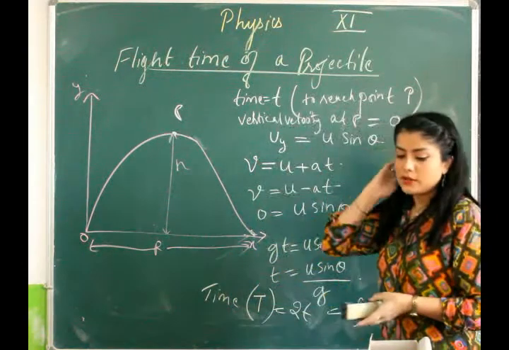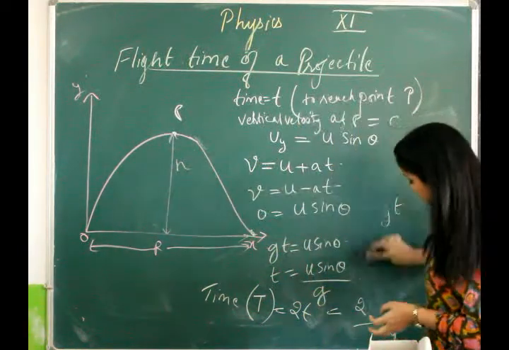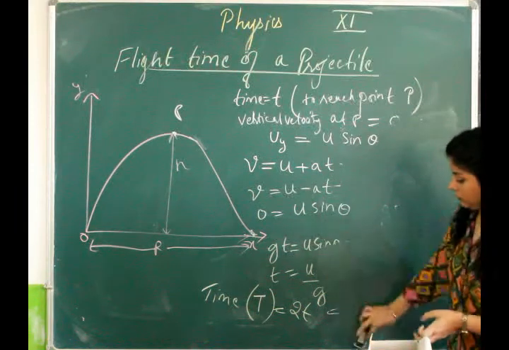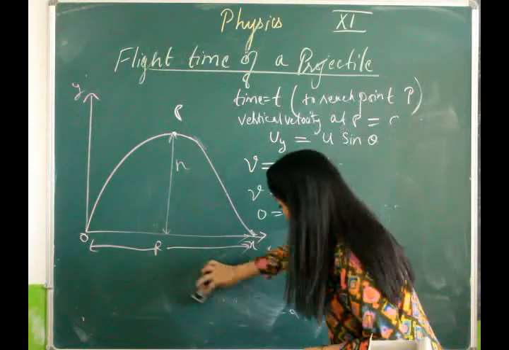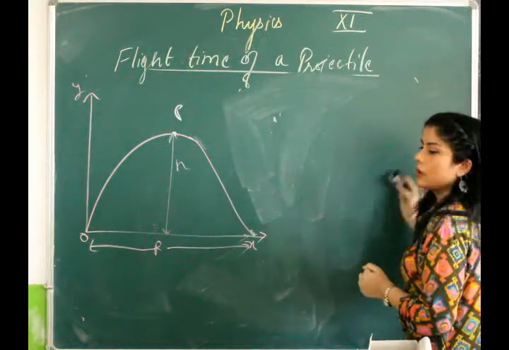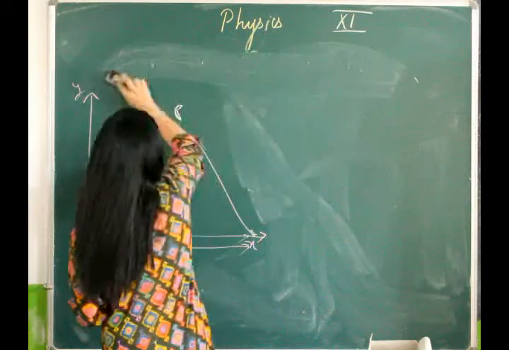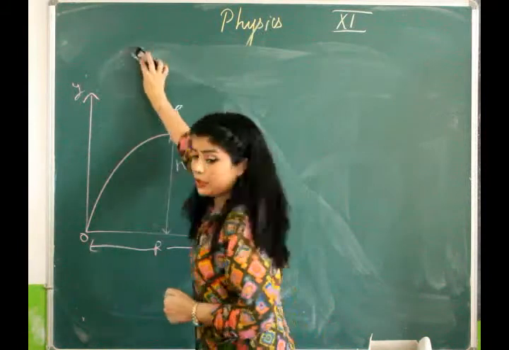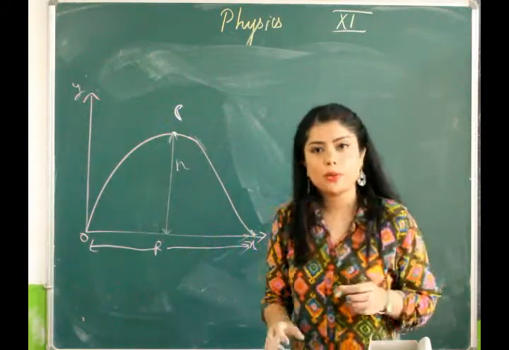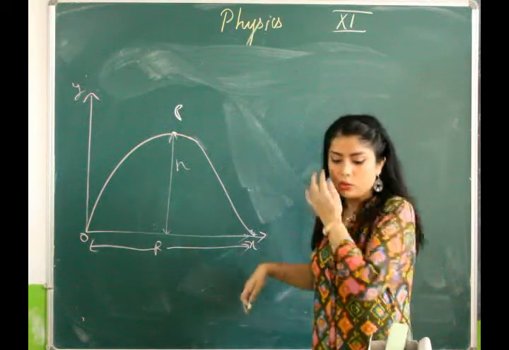Second, we will derive the height of a projectile, which is this h. Whatever I am writing on the board, please note it down. This will be the notes also. I am not going to give you separate notes, just write down whatever I get you to write and whatever I write on the board.